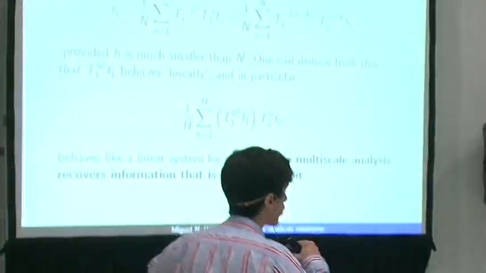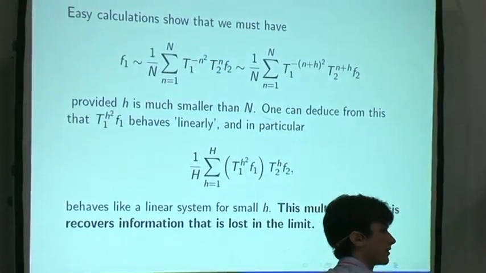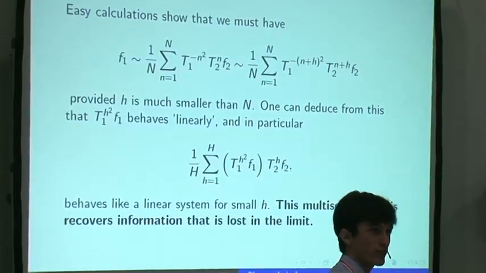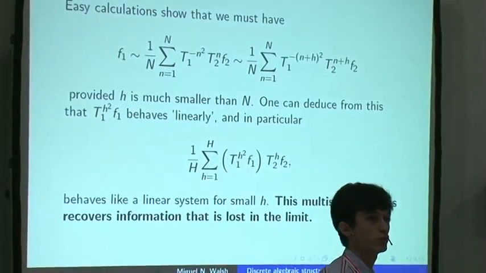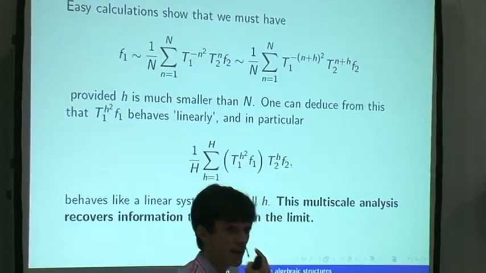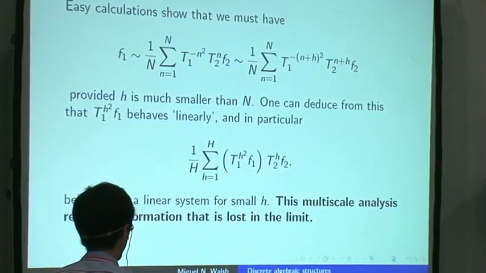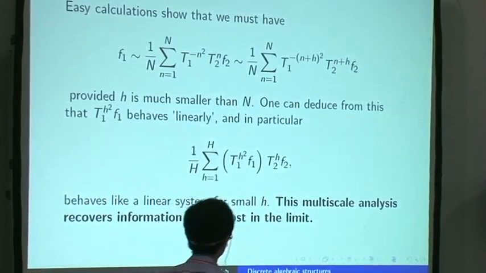So you go to a very large value of n, take the structure there, go back to small scales, and you do this little trick that you cannot do in the limit, and it gives you information that otherwise would have been lost. So again, I will give more details about this in my other talk.